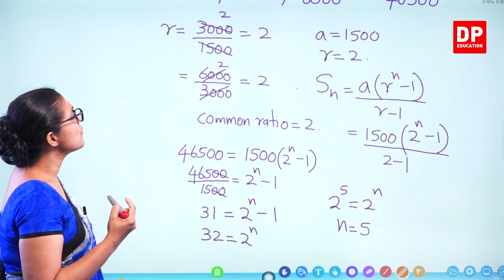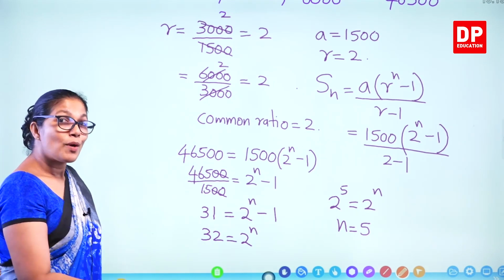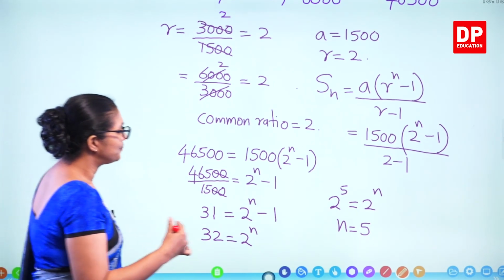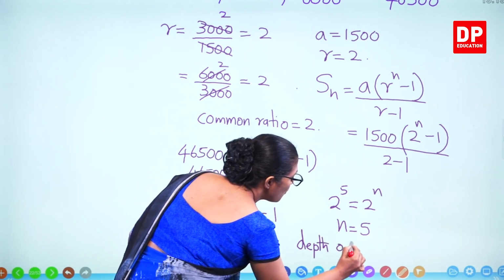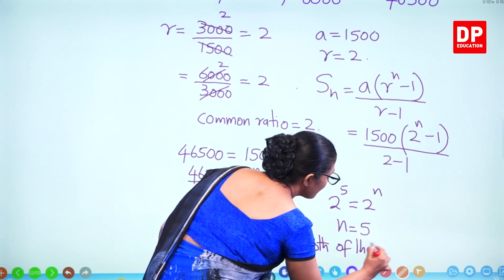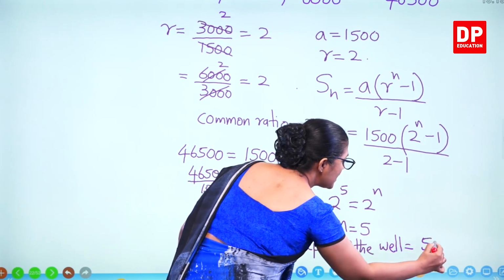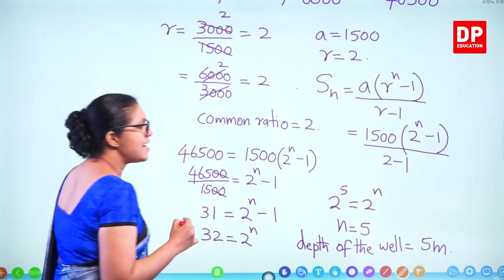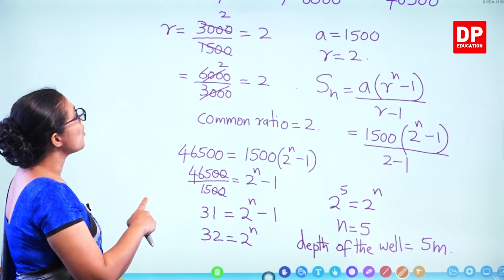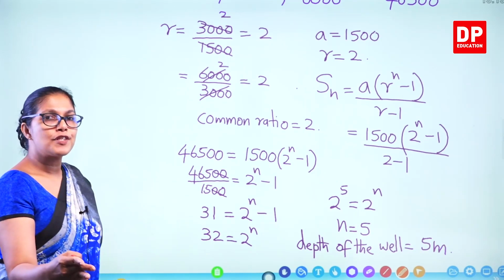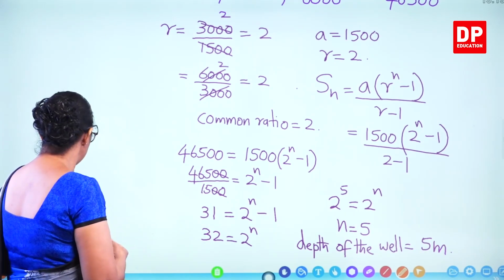So n equals 5. That means, so what's the depth of the well? Depth of the well is equal to 5 meters because n is 5. First term 1, that's 1,500. So like that, fifth term means 5 meters. So that's the depth of the well.